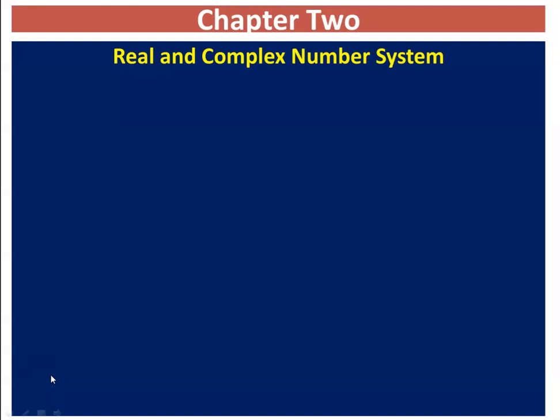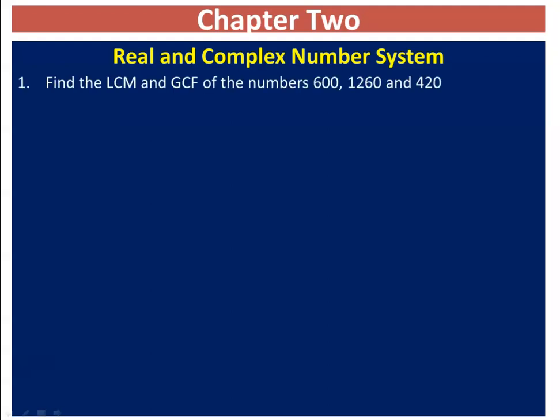So we do have two systems here, real and complex number systems. So tutorial questions are prepared from this. So we are going to see how we can solve some problems related to this. So when we begin from the first one, in chapter 1 we have question number 1, and in question number 1 we have the LCM and GCF of these numbers. So you are given three numbers, 600, 1260 and 420.